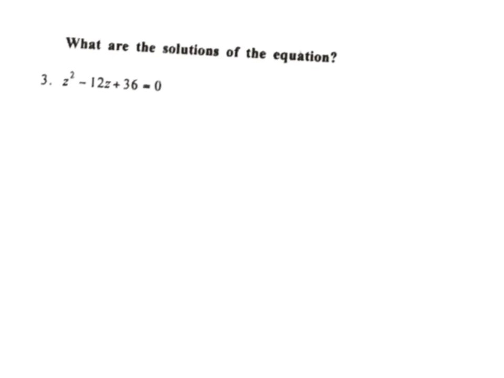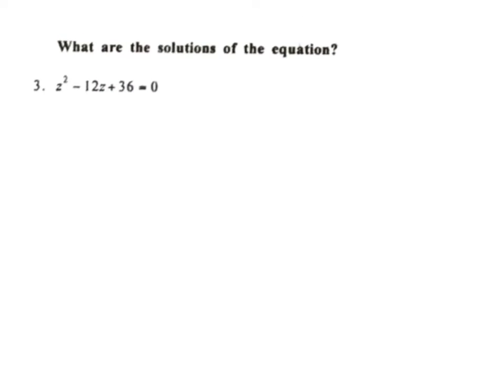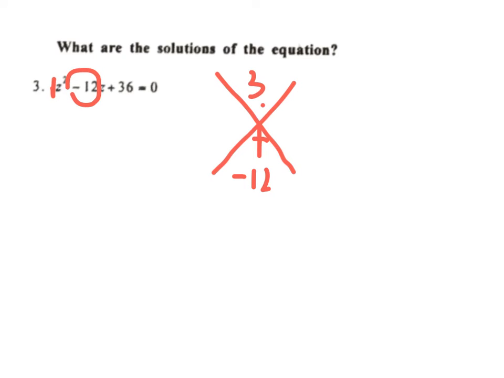The next one says, what are the solutions of the equation? I'm going to zoom in. We have z squared minus 12z plus 36. Notice that there's a 1 in front of your z squared, like a sneaky little invisible one, which means I'm going to use the x method. Remember, you're multiplying on top, adding on the bottom. Your b value goes on the bottom, so -12 on the bottom, 36 on top.